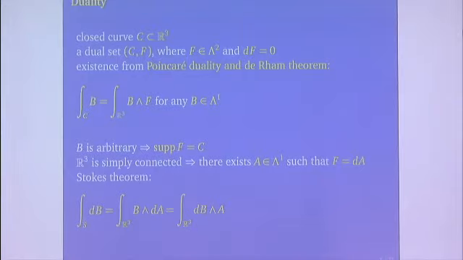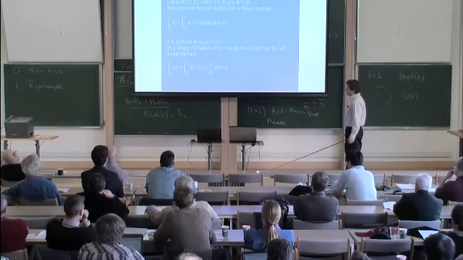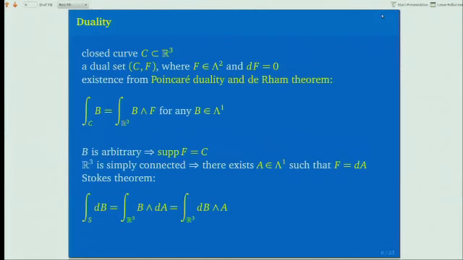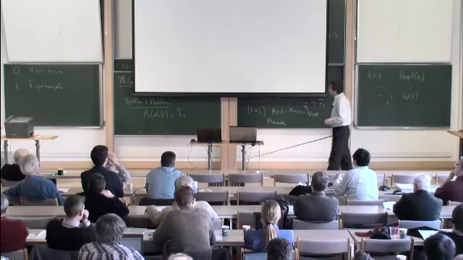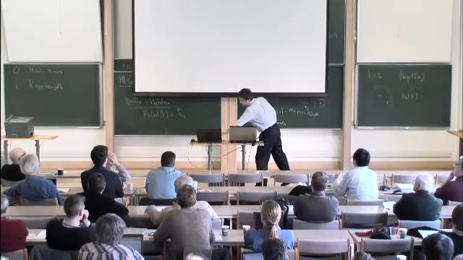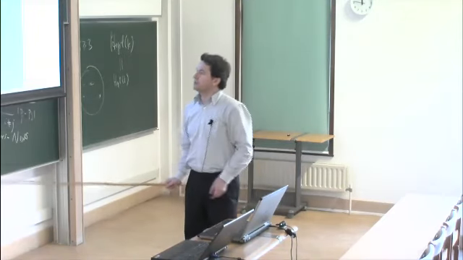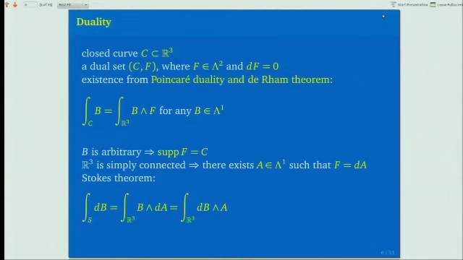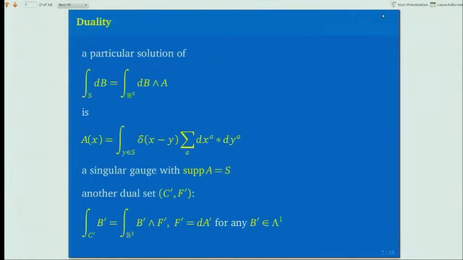And of course, since R3 is simply connected, you can find a gauge field A. This is the Abelian case here. A gauge field A, for which F is a curvature form, or field strength form in physicist parlance. And using the Stokes theorem, you would be able to show that this equation, which is the consequence of the definition, can be solved like this.